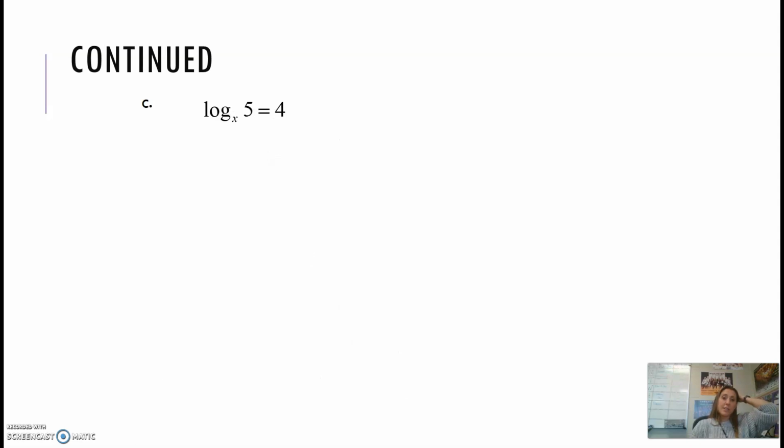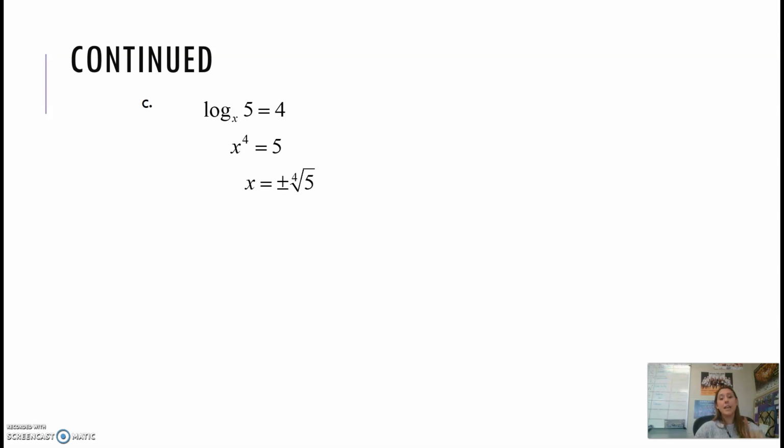So now let's try this one. Go ahead and get this in your notes and write it as an exponential. So you should have gotten x to the 4th is equal to 5. So here's something that we already know how to solve. We learned this in the last unit. How we undo a 4th power is we use a 4th root. So we're going to take the 4th root of both sides.